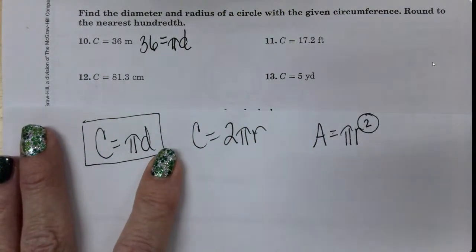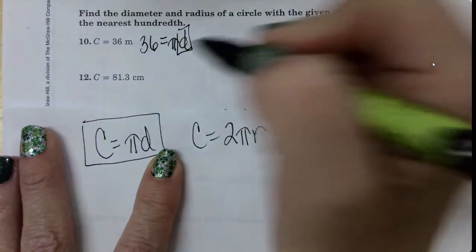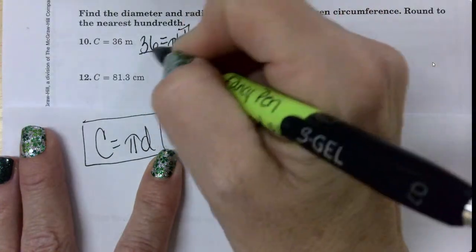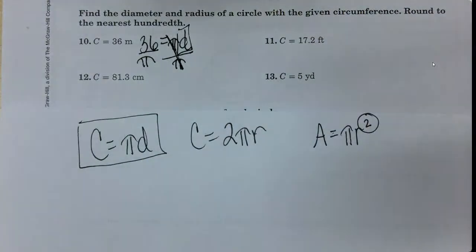So if we're trying to solve for diameter, how do we get rid of pi? You divide by pi. How do we know we divide? They're being multiplied. And to unmultiply, you divide. So on your calculator, you have 2 options. You can plug in 36 divided by 3.14. Or you can plug in 36 divided by pi. There's a pi button. Do you see it on your calculator? It's above the caret key.